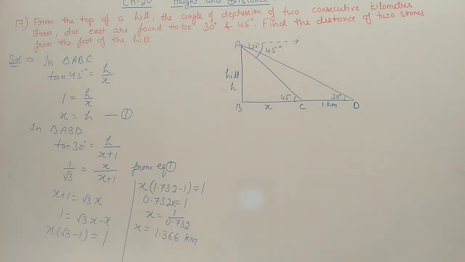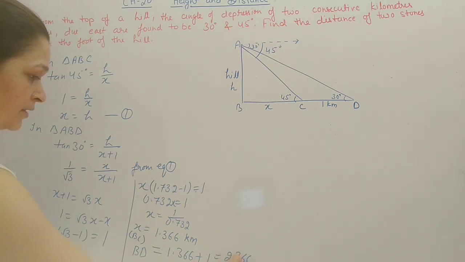Okay, then we have to find out this another stone distance also. First stone is C, the distance of first stone is 1.366, and for the another stone B to D, this is BC, and we have to find out distance for another stone also, BD. This will be equal to 1.366 plus 1 equal to 2.366 kilometer.